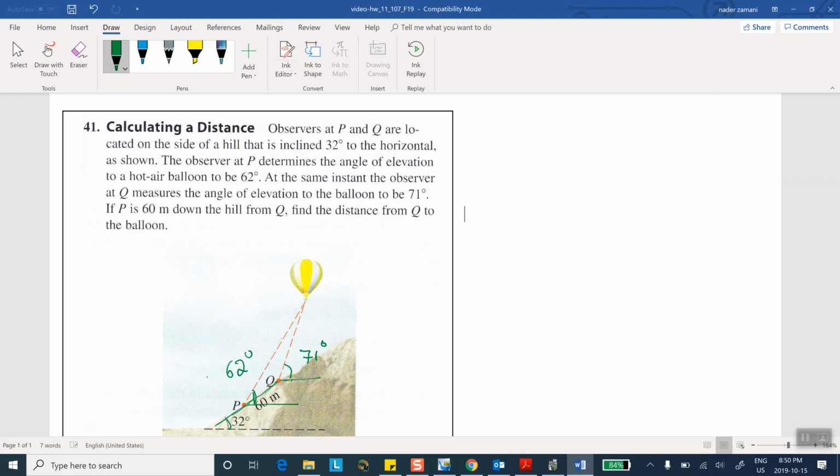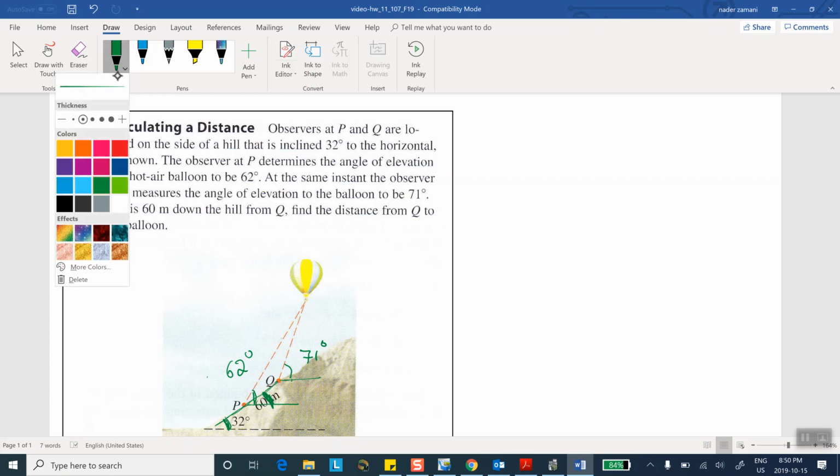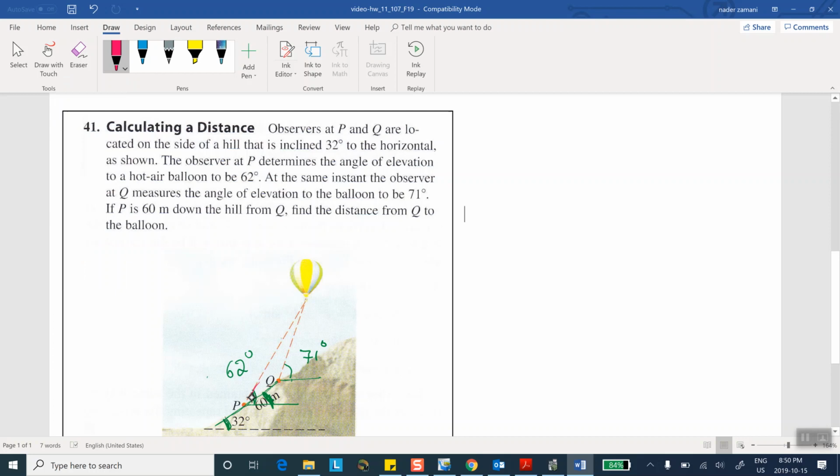Now notice that if this is 32, this is 32, which means the angle between these two is 30 degrees. This angle is 30 degrees because 30 plus 32, this angle is 32 because these two lines are parallel. So this angle between the red line is 30 degrees, okay?